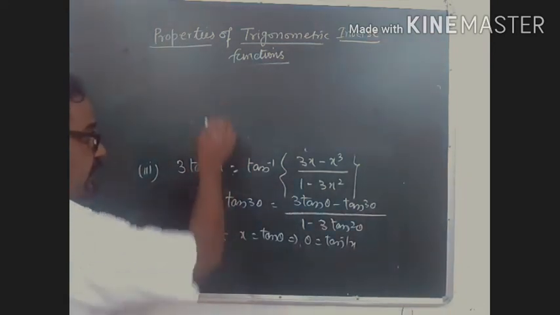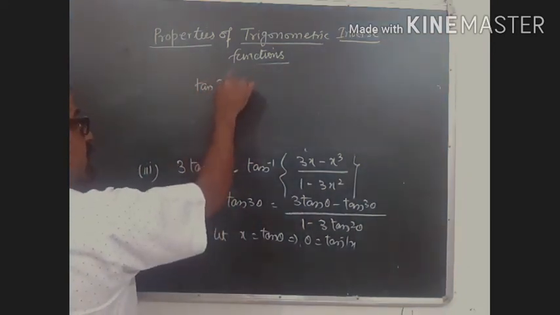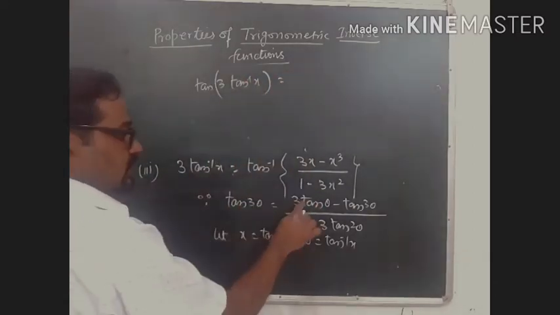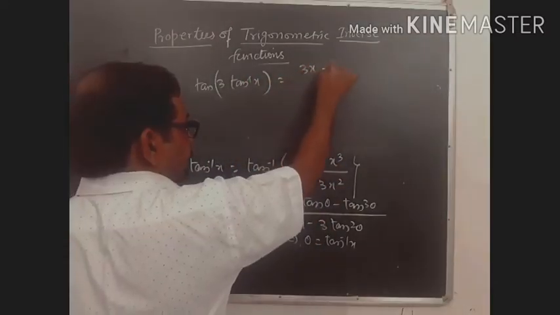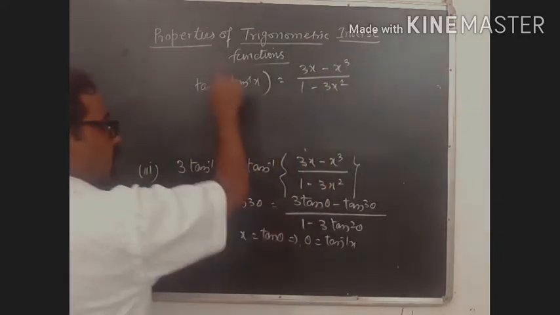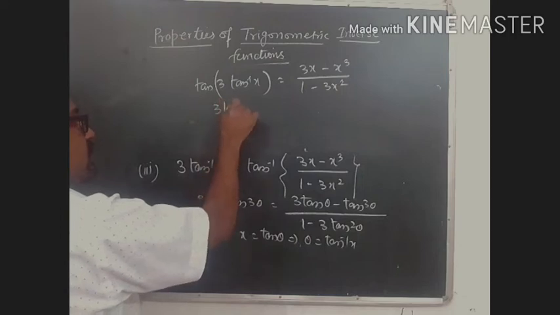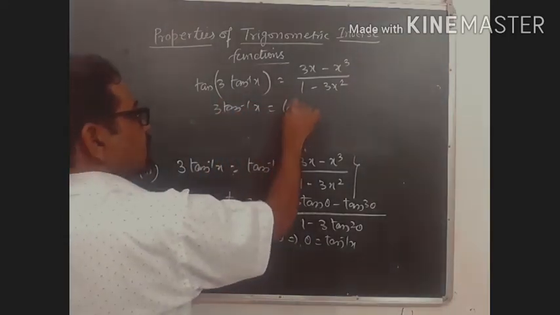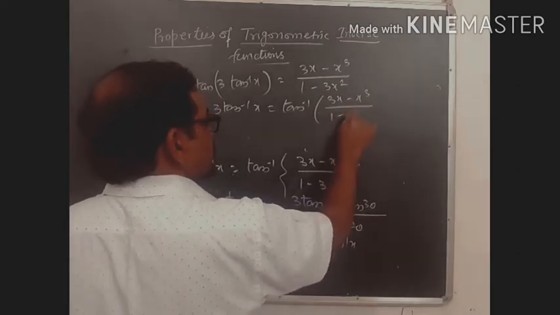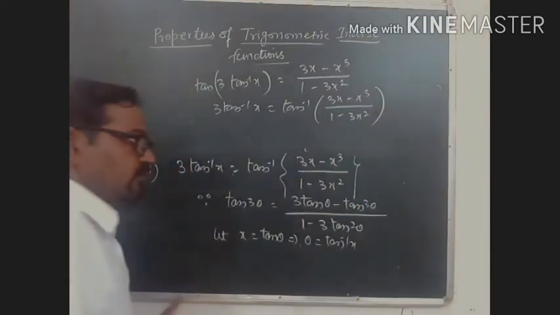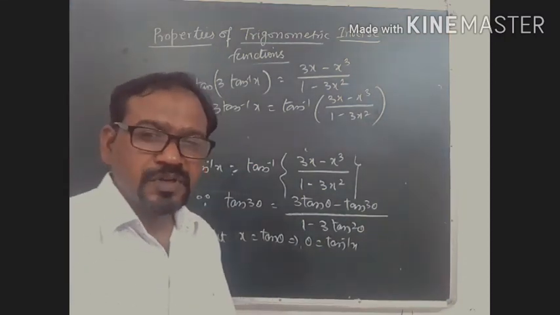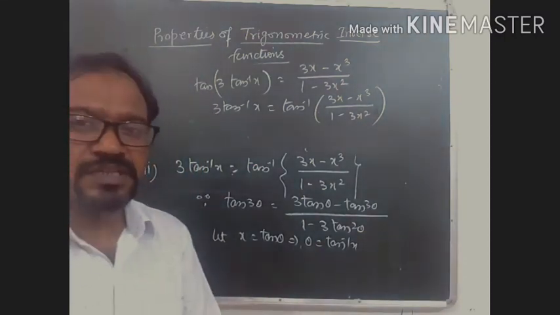Then put this value in this identity. x equals tan theta. Tan 3 theta means tan of 3 tan inverse x equals 3 tan theta minus tan cube theta upon 1 minus 3 tan square theta. Now taking inverse of tan, therefore 3 tan inverse x equals tan inverse of (3x minus x cube) upon (1 minus 3x square). This is also an identity.